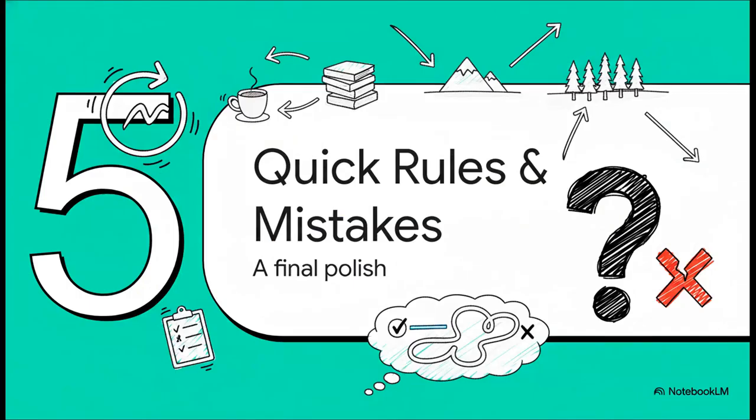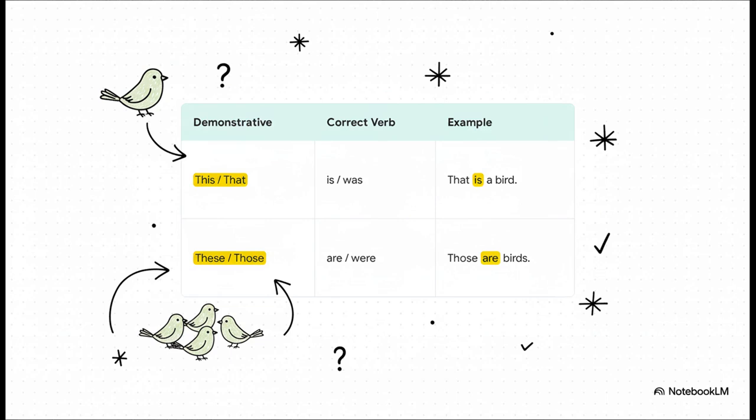All right, we are on the home stretch. Let's just do a final recap, and I want to point out the single most common mistake people make so you can make sure you never do it. Okay, listen up, because this one is huge. The number one mistake is mismatching the verb. But the rule is so simple. This and that are singular, right? So they need a singular verb, like is or was. These and those are plural, so they need a plural verb, like are or were. So you say, that is a bird, but those are birds. Getting this right will instantly make you sound more fluent.